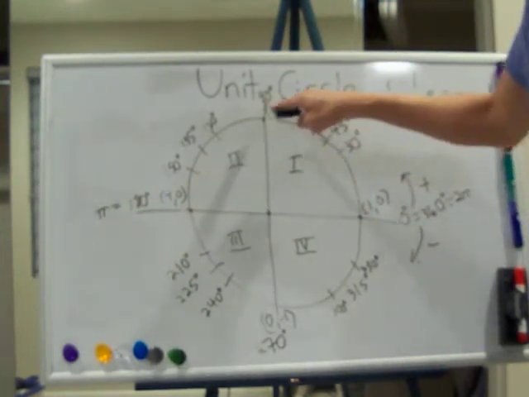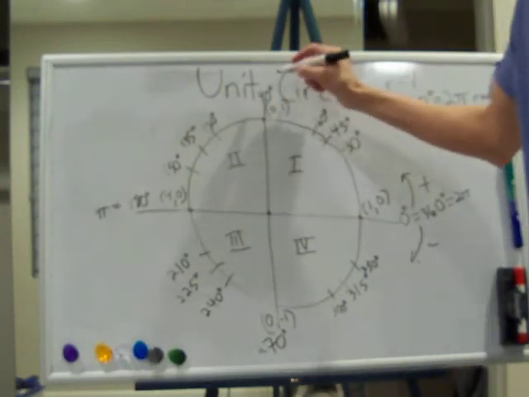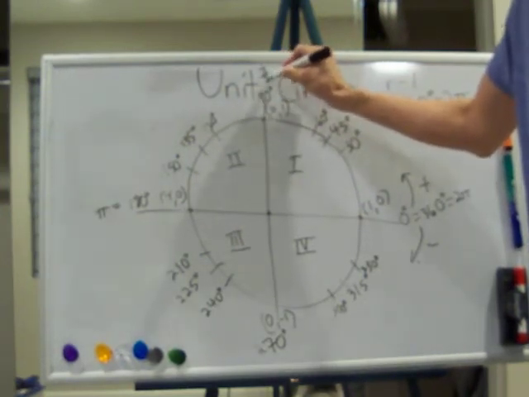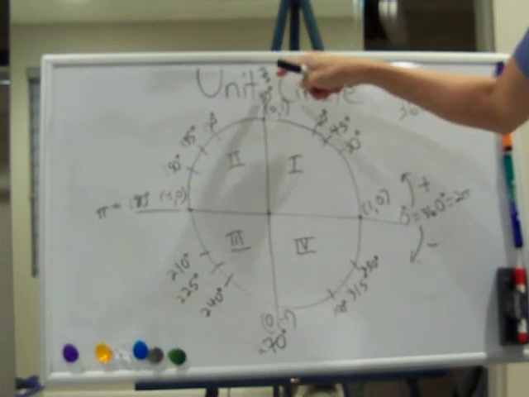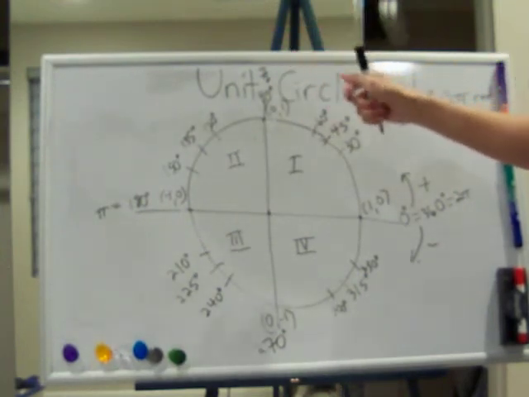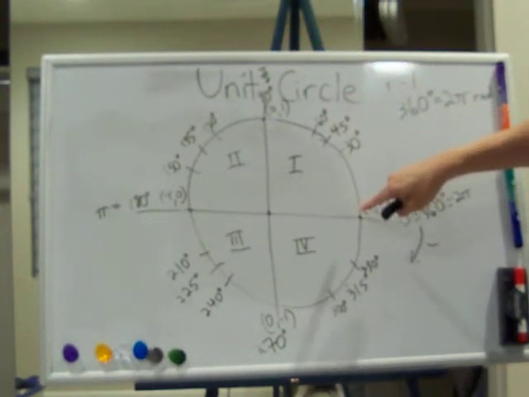So this is the halfway point between 0 and pi. So this would be pi over 2. So 90 degrees equals pi over 2. Pi over 2 equals 90 degrees. They're the same thing, right? So then you just need to count now.